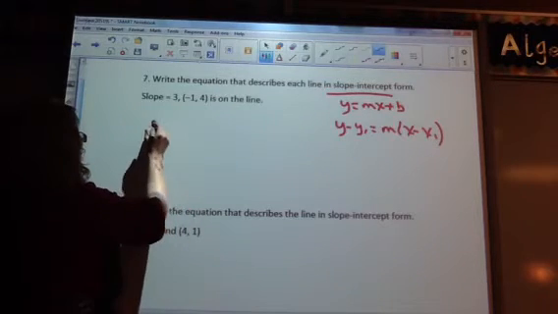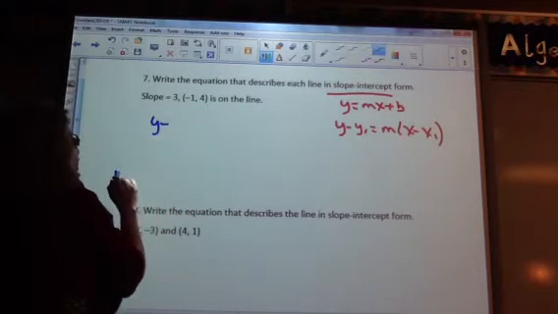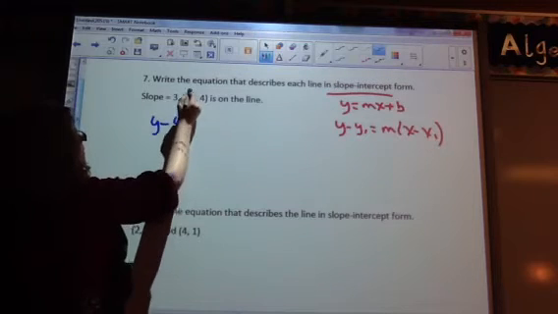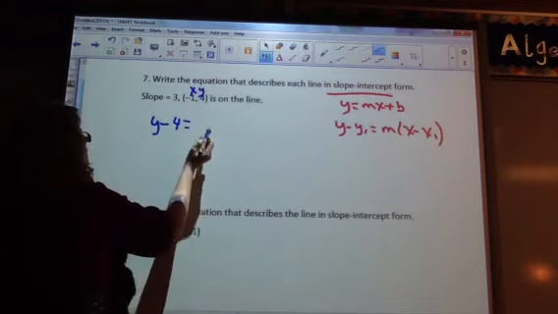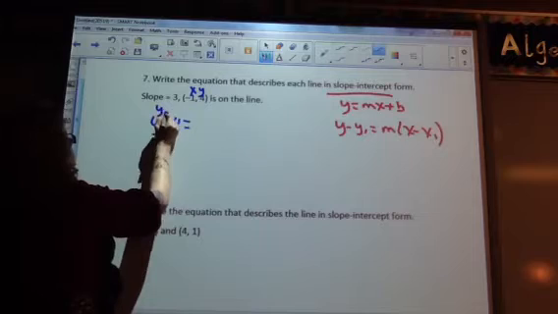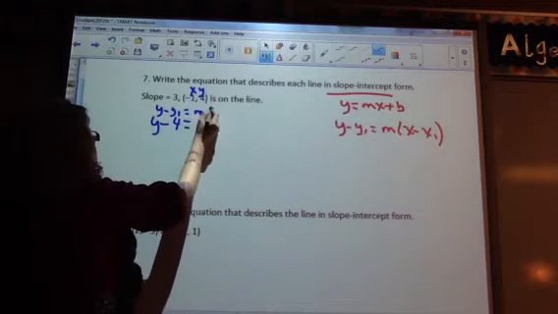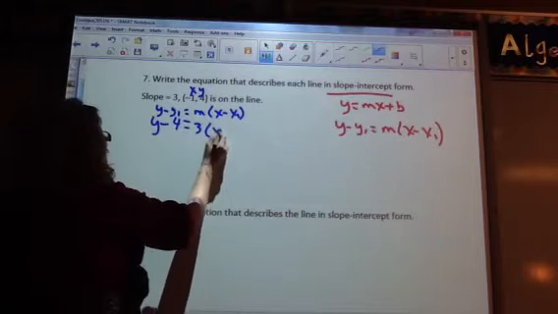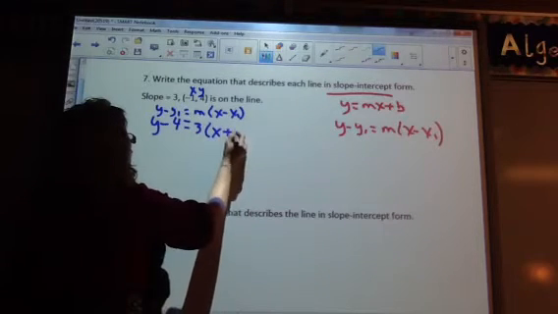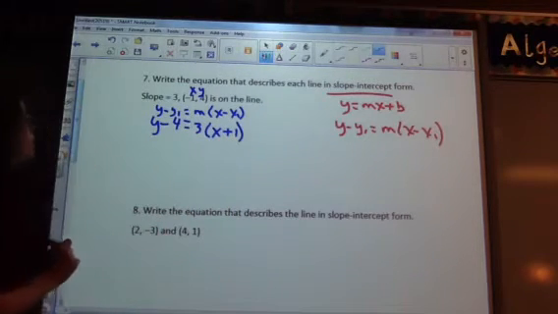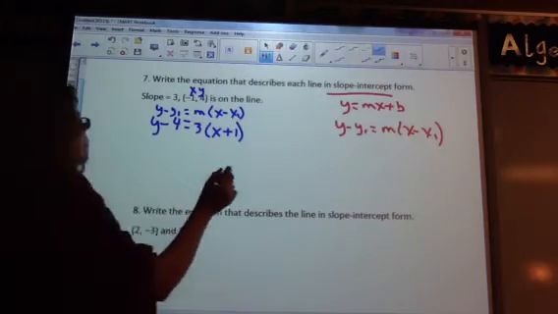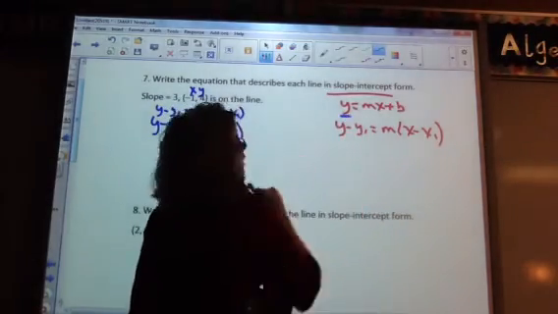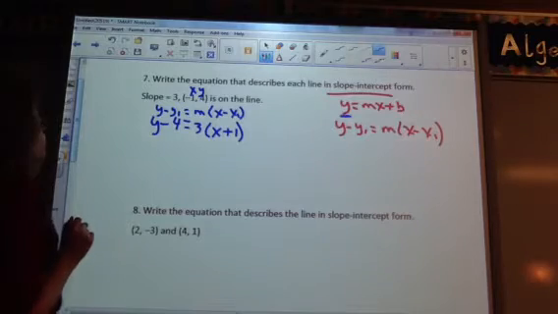Okay, so let's do that. Our y value is positive 4. Our slope is 3, and our x is negative 1. So the opposite of a negative 1 is a positive 1. Okay, so what we need to do is isolate y. Let's get y by itself.